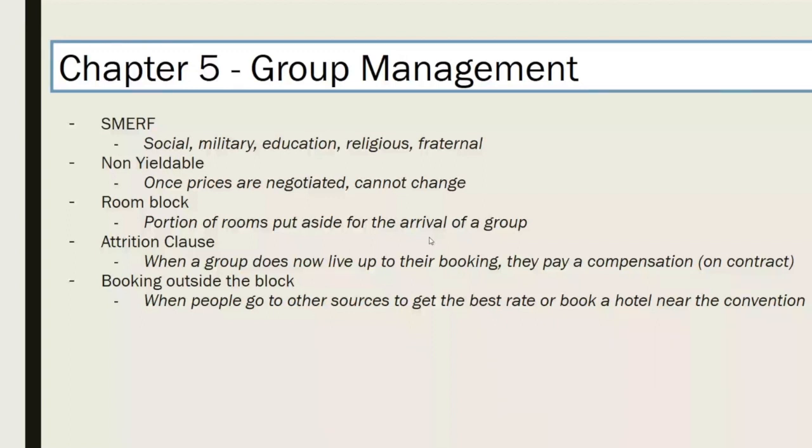So the final chapter is group request management. So examples of groups would be social groups, military groups, educational groups. So that would be what SMRF is.